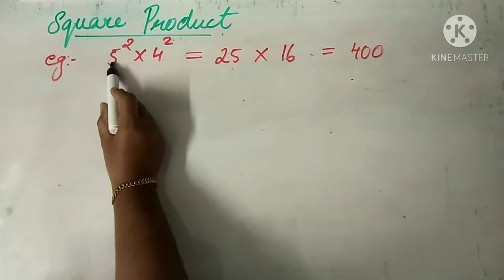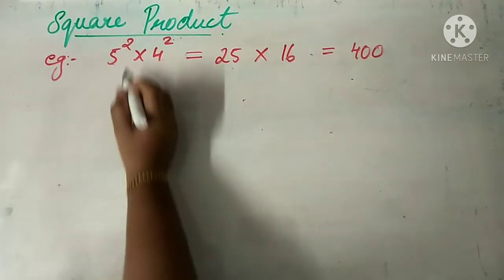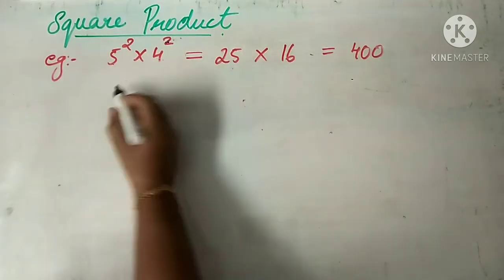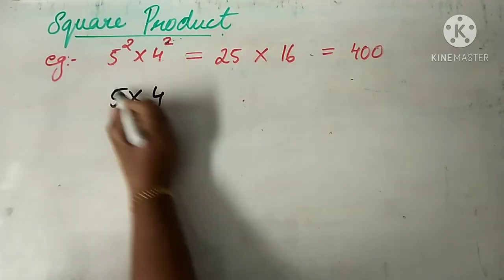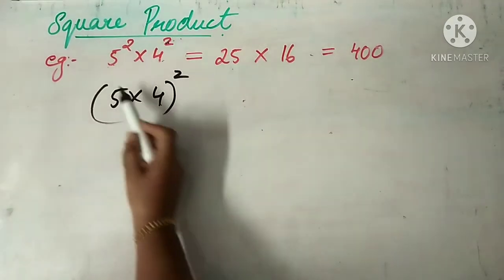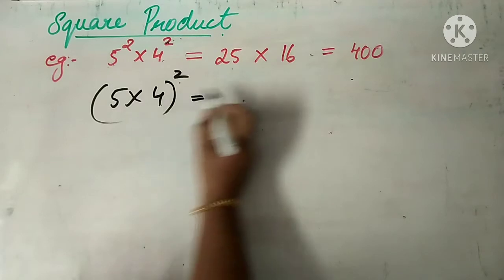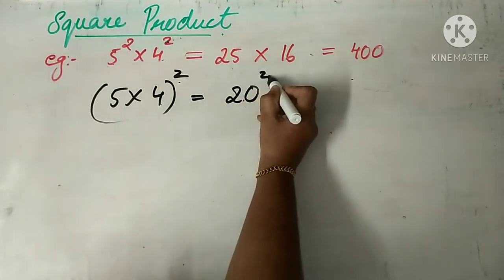How? We will take the product of this because the square is common for both. So we take the square outside: 5 into 4 whole square. We take the product of the base and give the square to the product. That is 5 4s are 20 whole square.